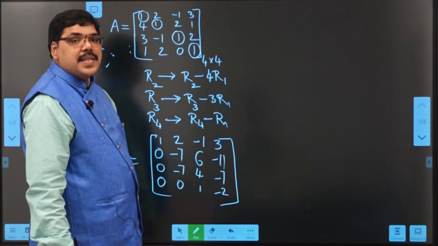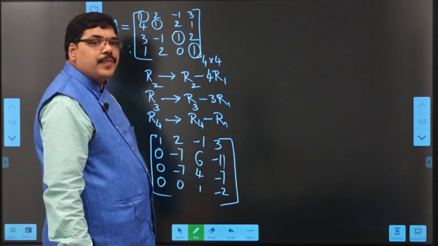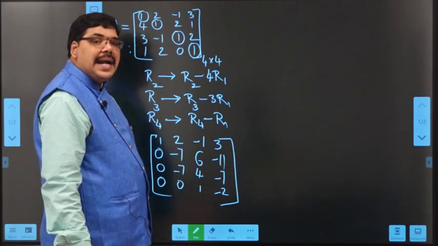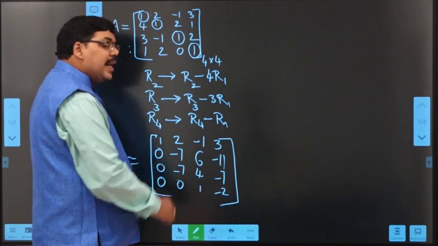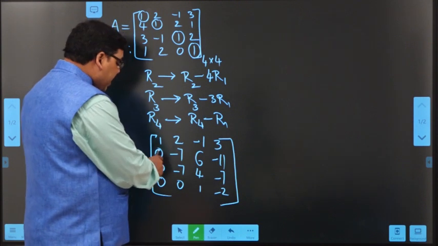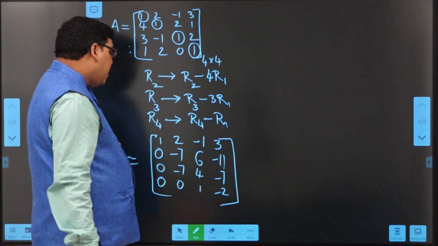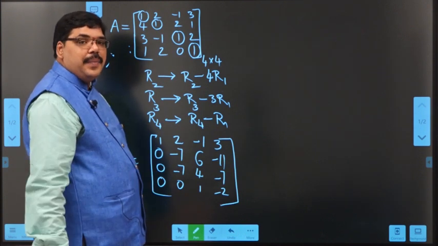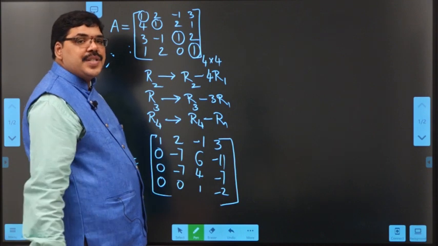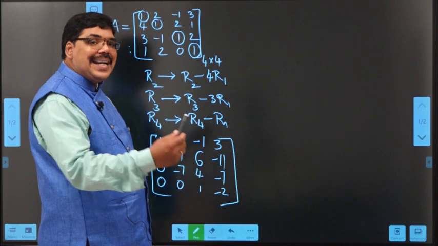So successfully we converted the elements in the first position into zeros except the diagonal element. Except the first diagonal element, all remaining elements in the first position of a row became 0. Now the next task is to convert all the elements which are in the second position into zeros using the second diagonal element.